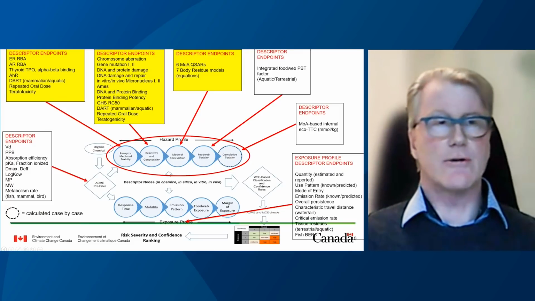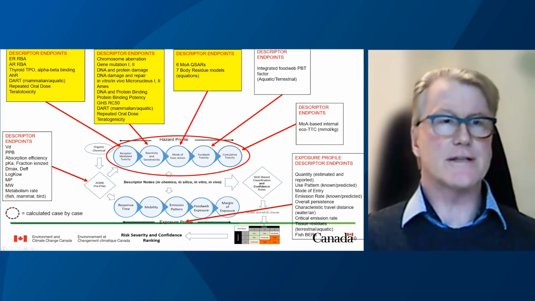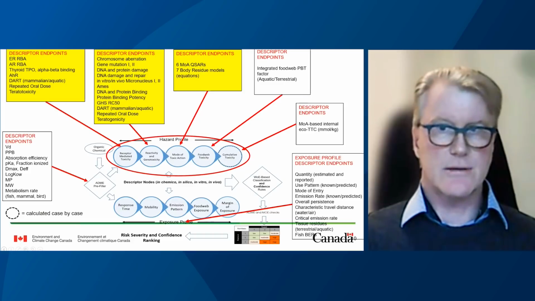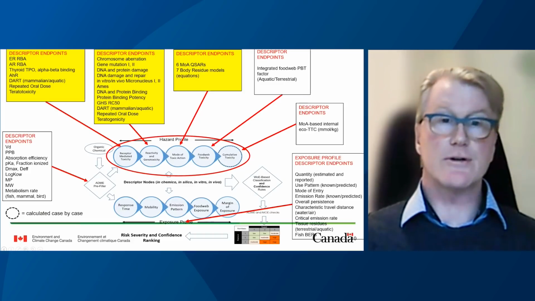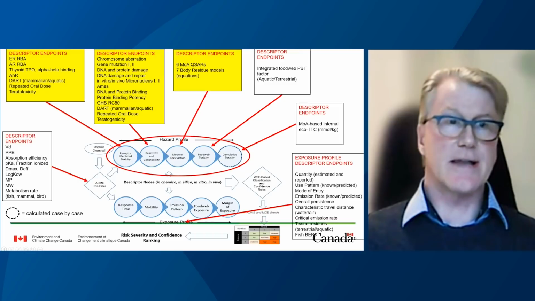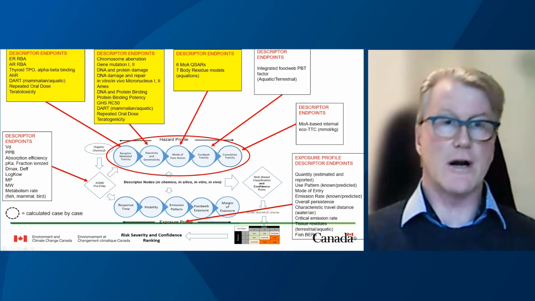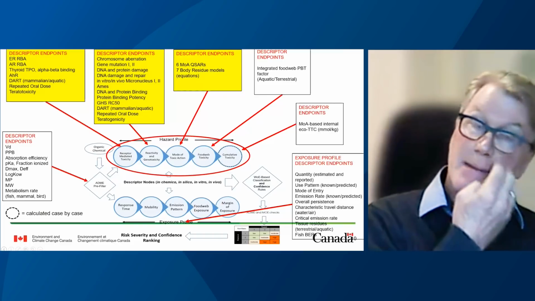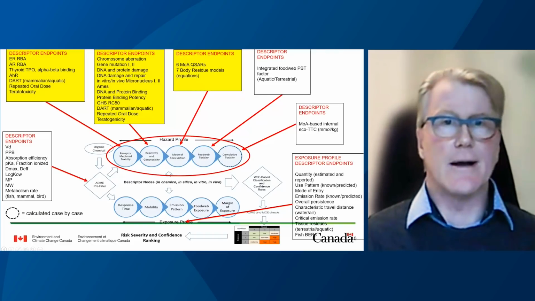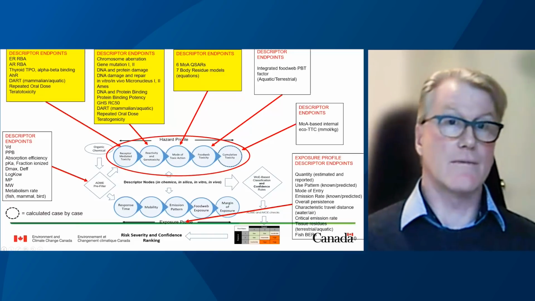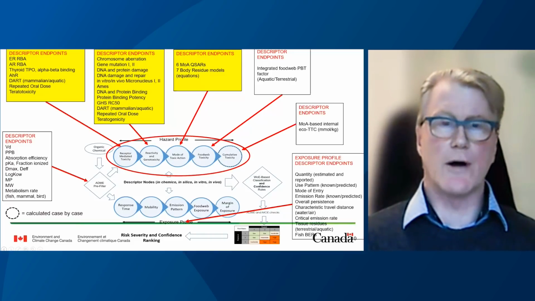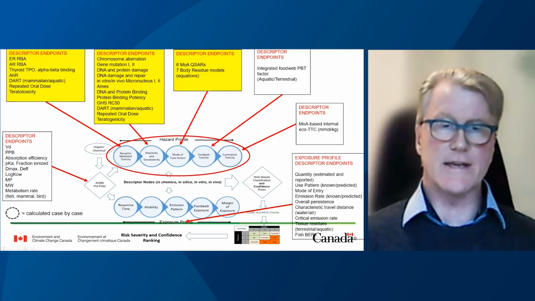The yellow boxes here represent some of the data types and endpoints behind the chemical profiling descriptors in the hazard profile, in particular for ERC2. And you can see that many of the endpoints here are gathered from the toolbox, from the profilers or databases, and mode of action profilers as well. So just to point out, it's playing a critical role in version 2 of the ERC.